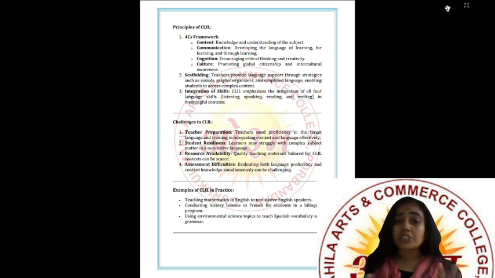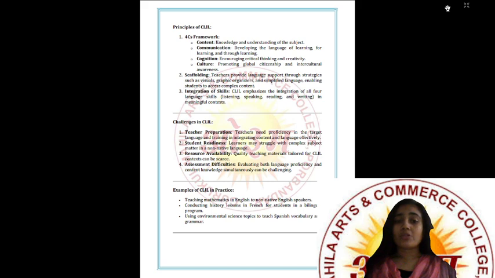Third one is cognition, encouraging critical thinking and creativity. So it will encourage the creativity and even the critical thinking. Fourth one is culture, promoting global citizenship and intercultural awareness. So you will be able to know their culture, others' culture, or other than your own culture, because you are having the understanding of the language.